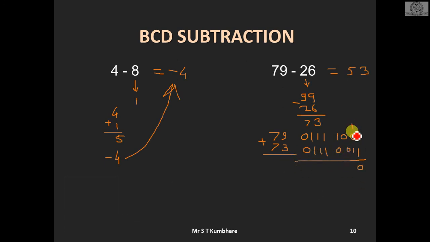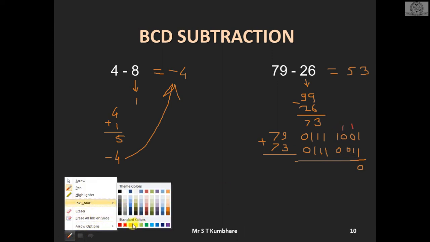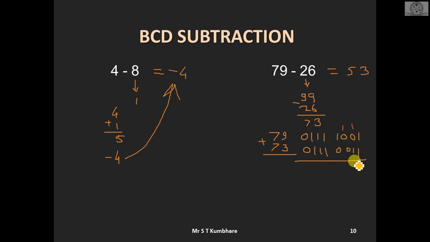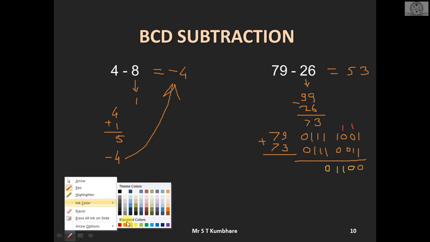Carry will be generated. Then 1 plus 1 is 0 and carry will be generated. Right? 1 plus 1 is 0 and carry will be generated. Then 1 plus 0 is 1. So next 1 plus 0 is 1. No carry generated. Then 1 plus 1 is 0. Okay, and there will be a carry generated over here.